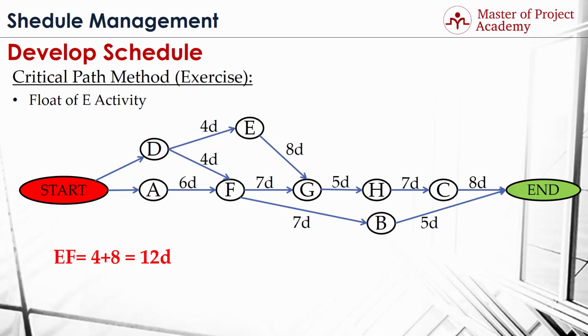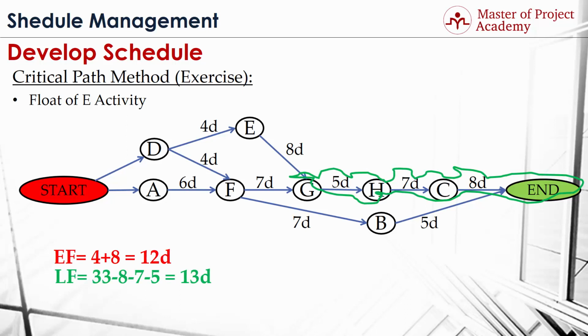And in order to calculate late finish, we will start from the end point of the network diagram and subtract the activity durations till the end of activity E. In order to finish the project, activity G, H, and C must be finished after activity E. When we subtract the duration of these activities from the project duration, which is 33 days, we will find the late finish value of activity E as 13 days. In other words, in order to complete the project on time, activity E must have been finished 13 days before the project completion date. Now we have late finish and early finish values for activity E.